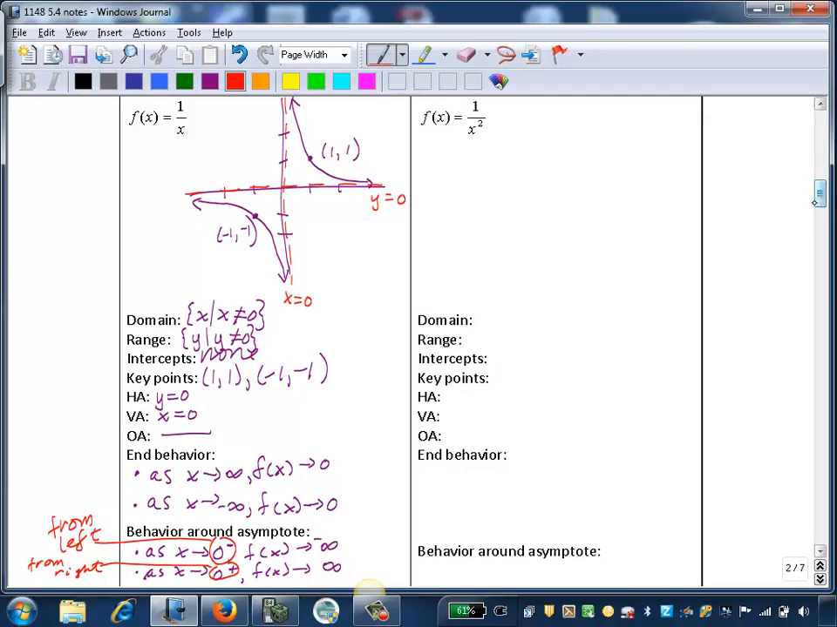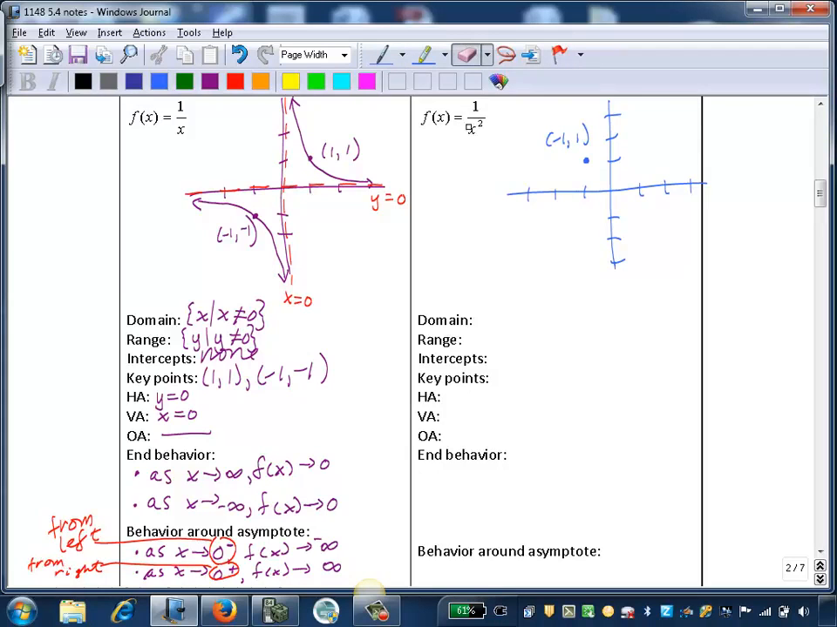Okay, so now we'll look at the other parent function. Our f of x equals 1 over x squared. So we'll make our axes here. Again, let's try those key points that we like to plug in on our parent functions: -1, 0, and 1 if we can. If I put in a -1 for x, I'm going to get 1 over -1 squared, which will give us +1. So one of our key points will be -1, 1.